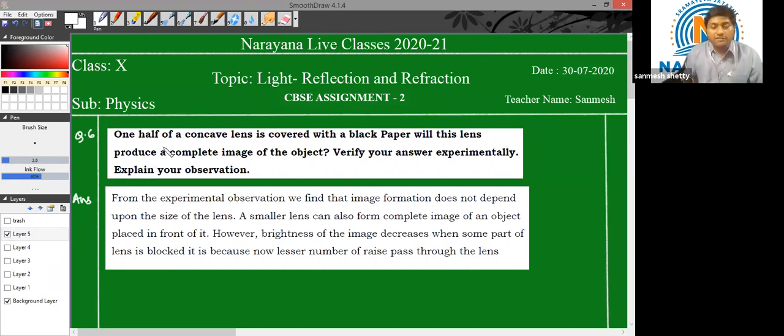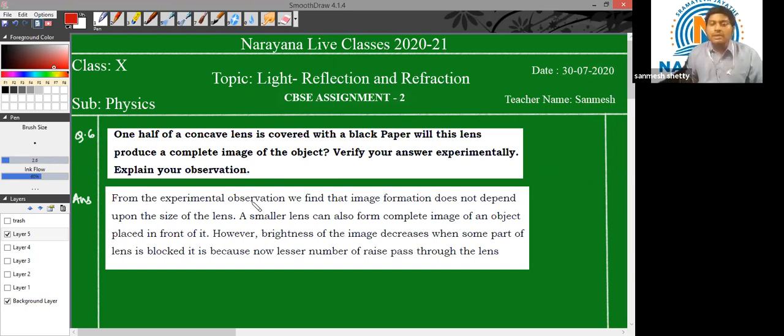Now, what you will observe after the experiment is, still the image of the candle flame will be observed entirely. That means the image formed by a concave lens does not depend upon its size. But what you will observe is that the brightness of the image will decrease. Now, since you are covering half of the lens, the amount of light captured by that lens will be less. That's why the brightness of the image will be less.